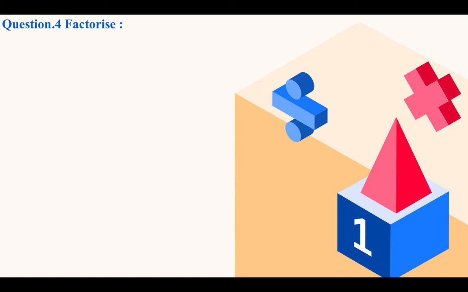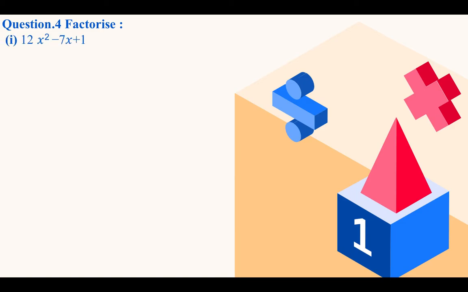Now we start question number 4 of this exercise. Now we will factorize the quadratic equations. First question, 12x square minus 7x plus 1. This is the first question.